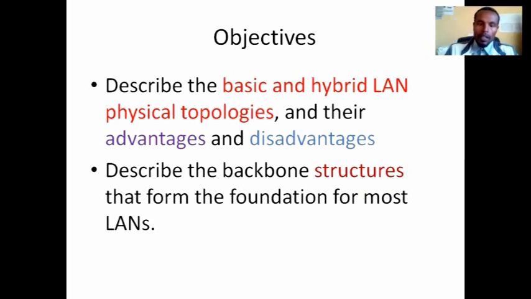Let's start. What is the objective of this video? In this session, we'll try to see basically two objectives. The first one describes the basic and hybrid LAN physical topologies: it defines what the basic and hybrid topologies are, and the advantages and disadvantages of each. The second one describes the backbone structures that form the foundation for most LANs.